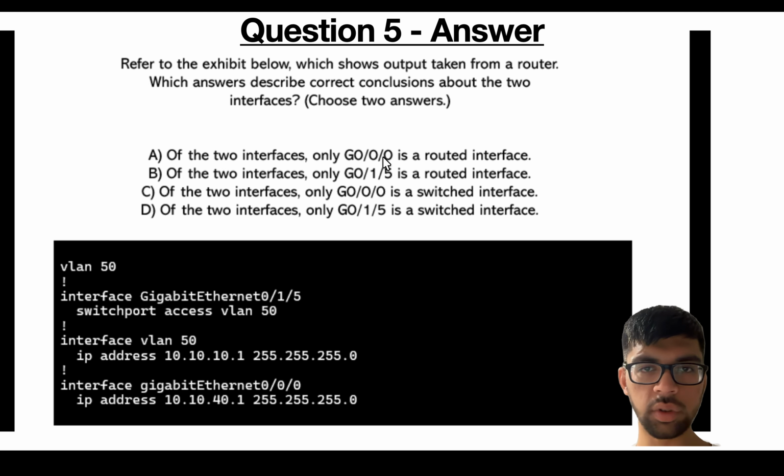You've got an option here, routed or switched interface. But we can only see an IP address configured here. We don't see any VLAN configuration. So that really is telling us that this is a routed interface.